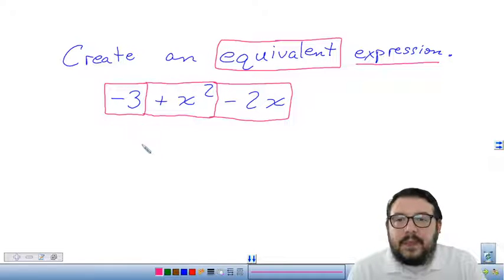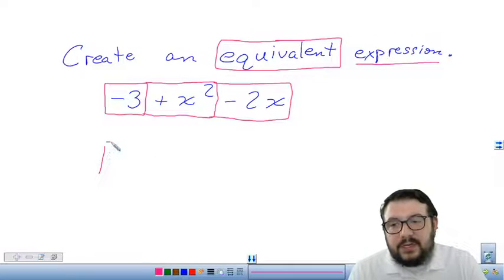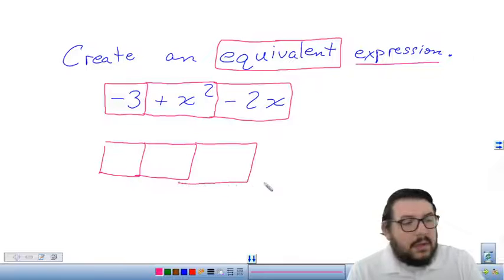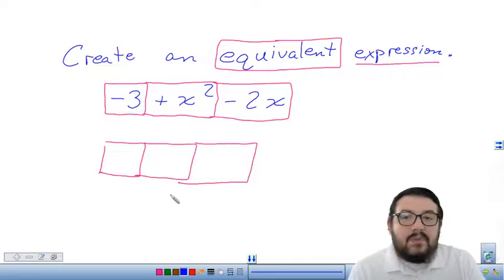Okay. So how can I make an equivalent expression? Well, this has 3 terms, 1, 2, 3. So the easiest way for me to make an equivalent expression is to make 3 terms and just move them around. Now, there's more than one correct answer, okay?